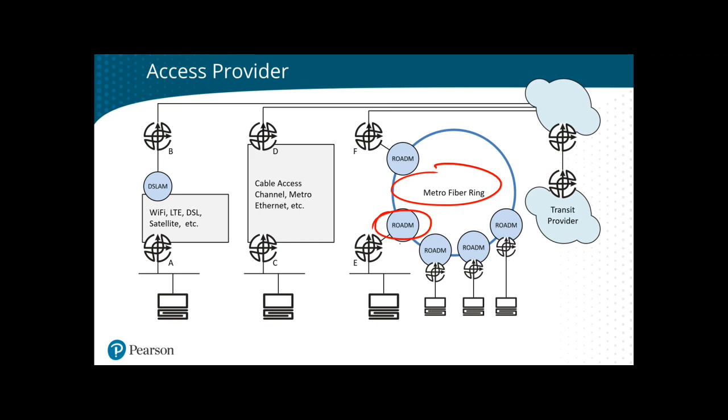Now, these metro fiber rings, if they're running DWDM, will have what are called ROADMs or ADMs, add drop multiplexers. This is a reconfigurable optical add drop multiplexer here, and it will pull off different wavelengths of light and hand them off to a router to connect to a building or a user or whatever it is.